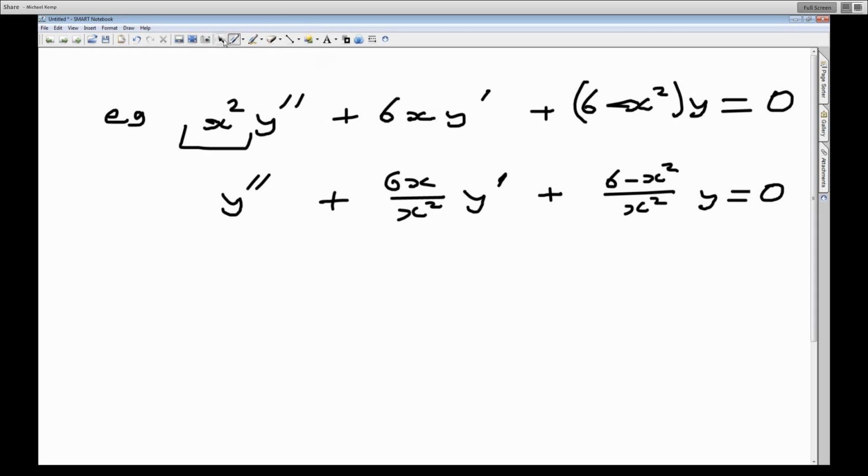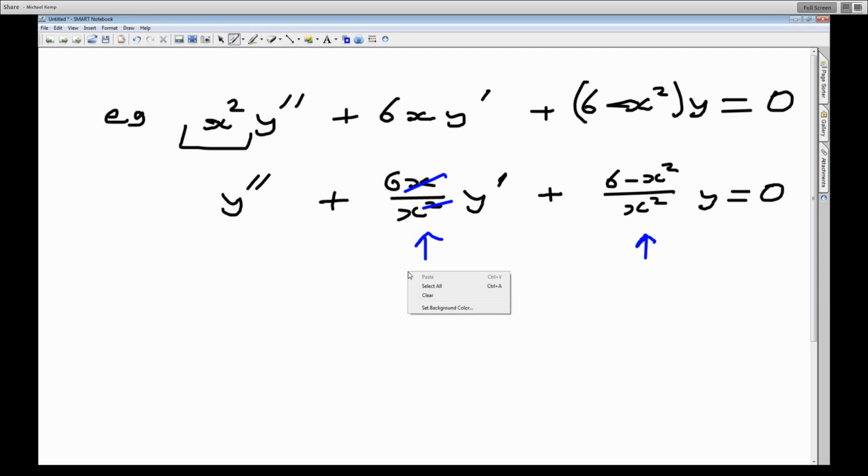So if I notice some simplifications happening, in this case an x cancels out, so it's just 6 on x and 6 minus x squared on x squared. So there are various coefficients. When you divide by x squared, you can see that although the front here is nice, these coefficients aren't actually well defined at x equals 0. And that's really what the problem is here: there's a singularity at x equals 0 because the coefficients aren't well defined there, essentially.